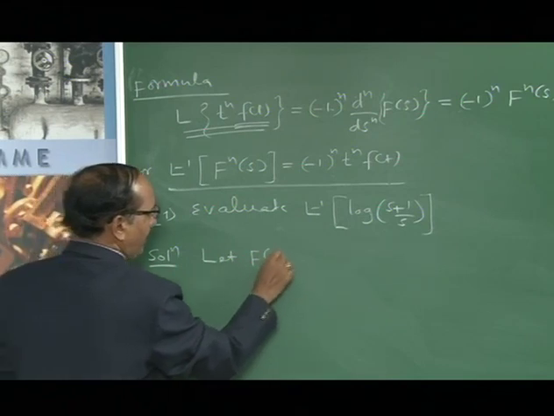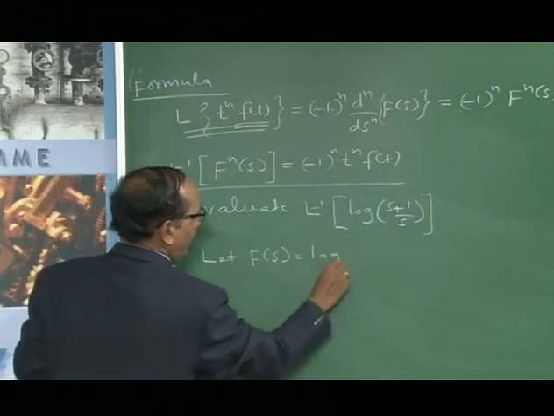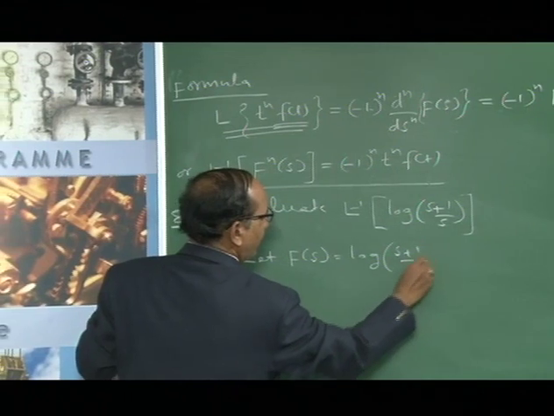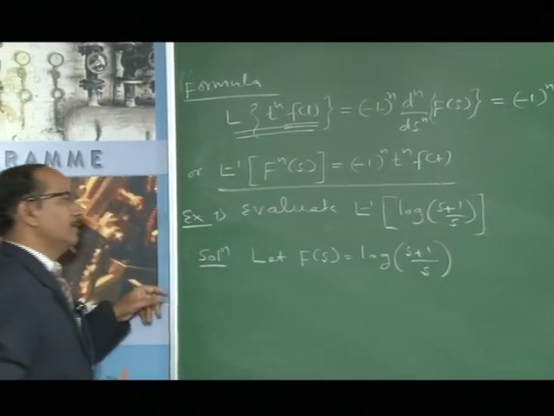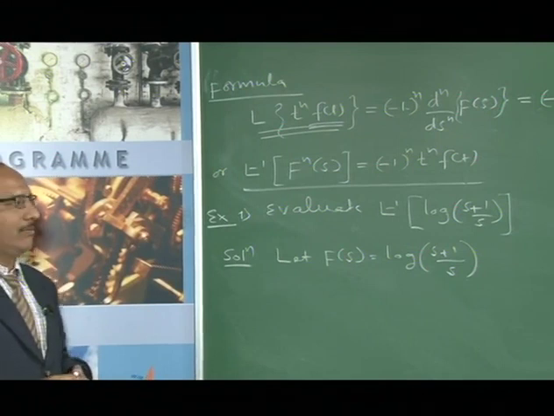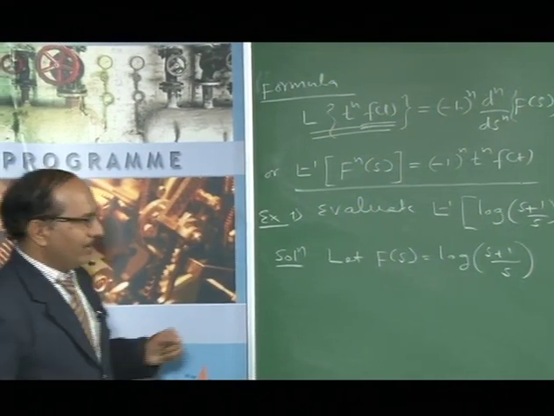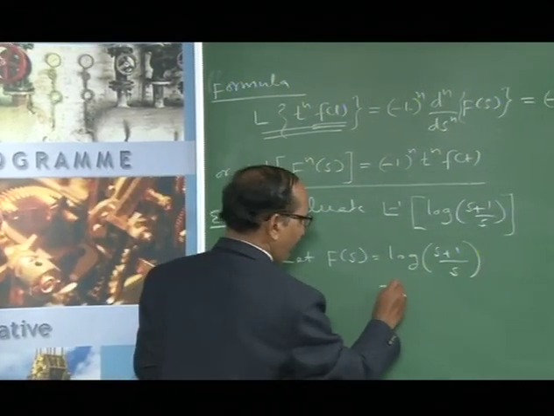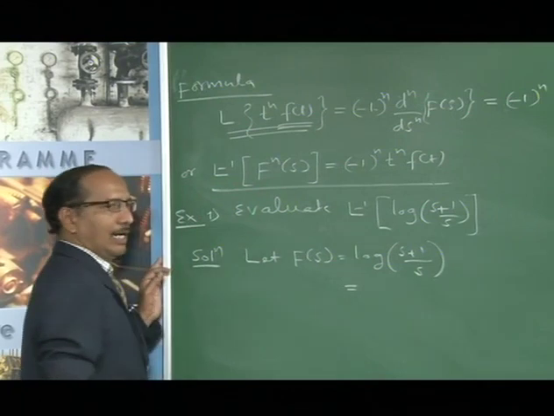F of s is the given function, that is the logarithmic function, log of (s plus 1) upon s. If you know the inverse of this, the problem gets over. We don't know the inverse of logarithmic functions or trigonometric functions, so I differentiate. Before differentiation, I can simplify using the logarithmic property.